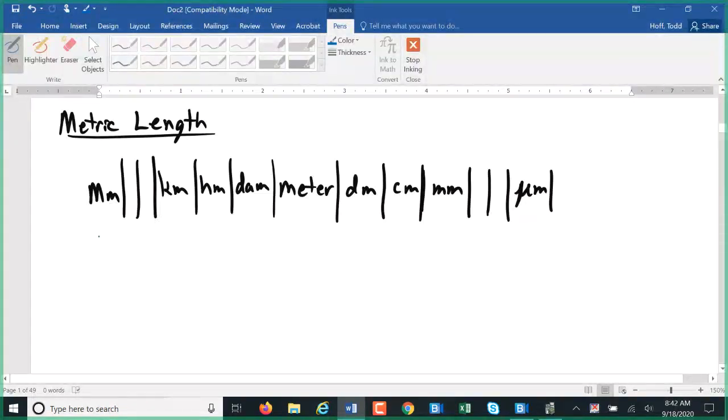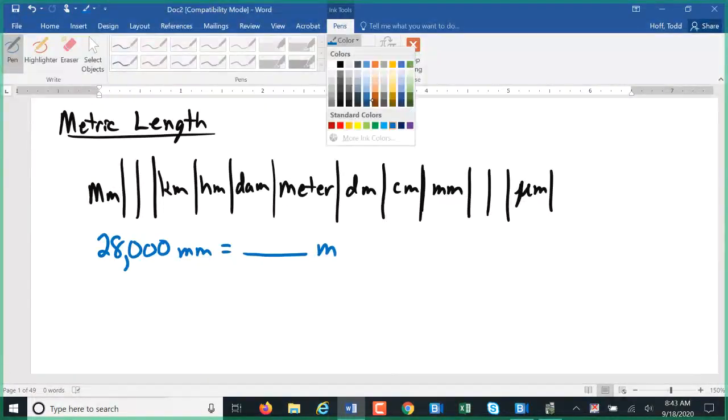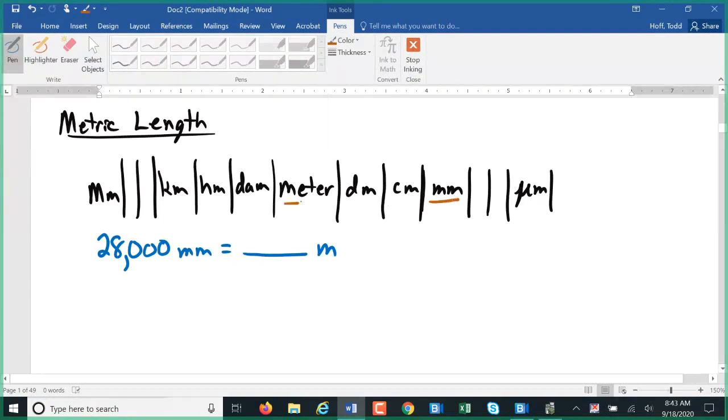If I had, let's do 28,000 millimeters converted into meters, I'm going from millimeters to meters. That's 1, 2, 3 spots to the left on the chart. My decimal point, since there isn't one written, it's at the end of the number here, has to go 3 spots to the left. That turns into 28 meters.